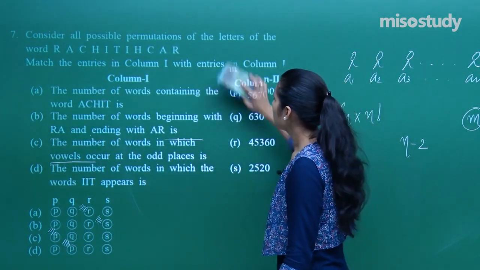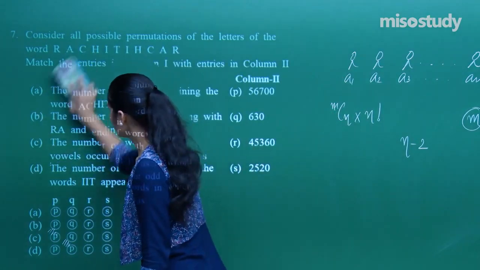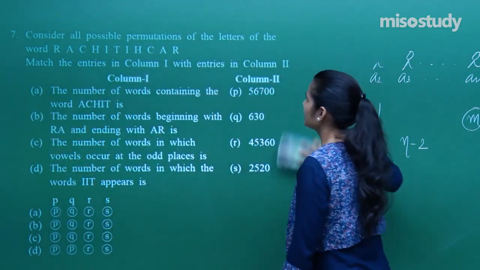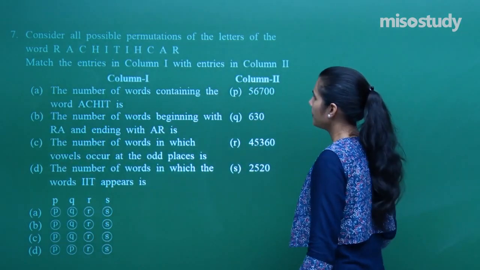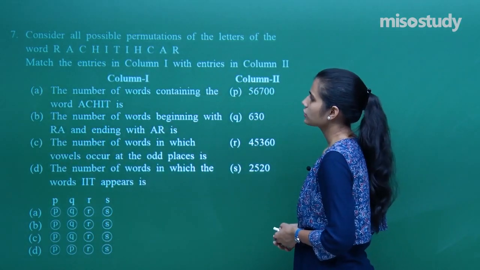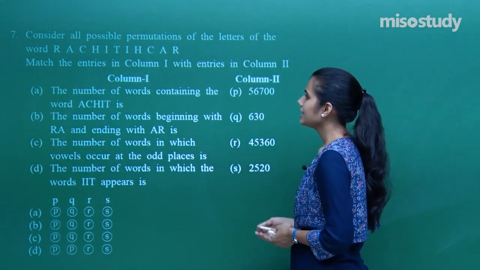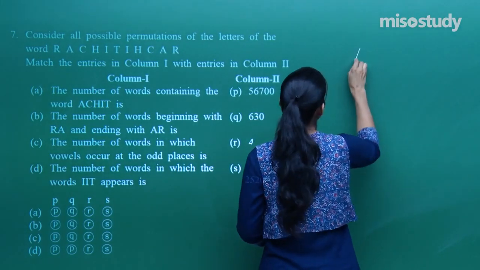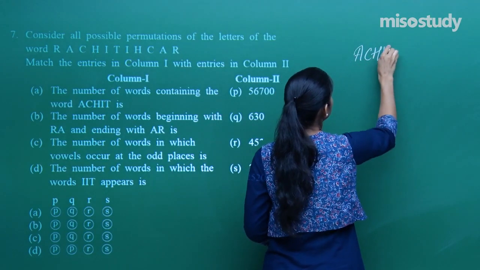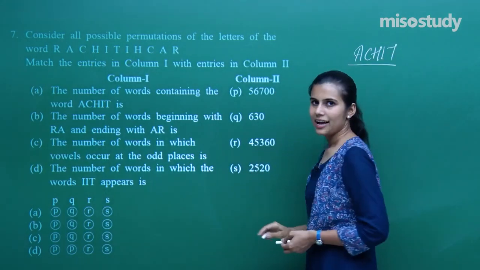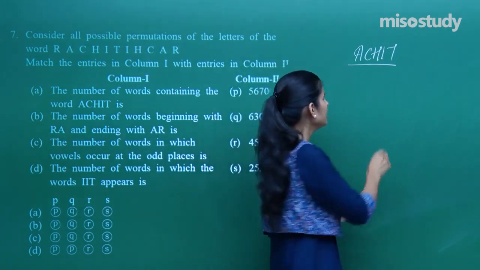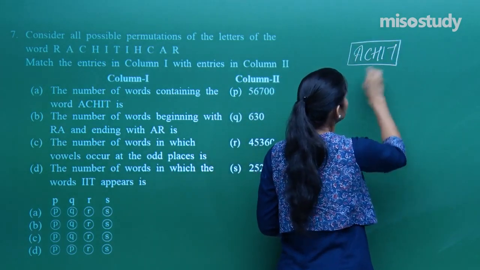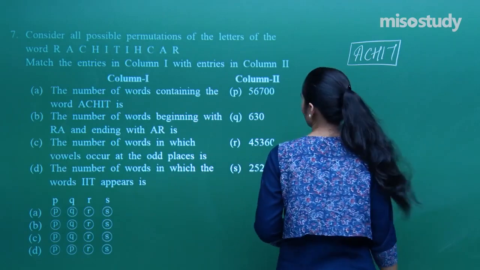Moving to the next question, let's see what we have. Consider all possible permutations of the letters of this particular word. Match the entries in column 1 with entries in column 2. Number of words containing the word ACHIT. Okay, so ACHIT, this is one word. I have collected all these 5 letters and am considering them as one single letter because wherever they go, they go together. Apart from this, what are the available letters?